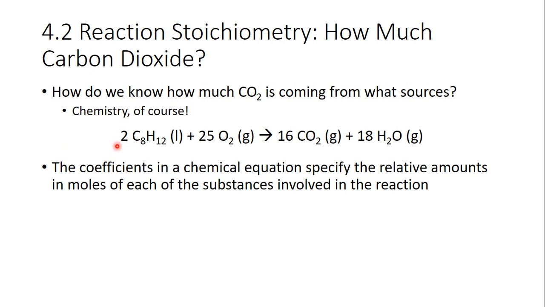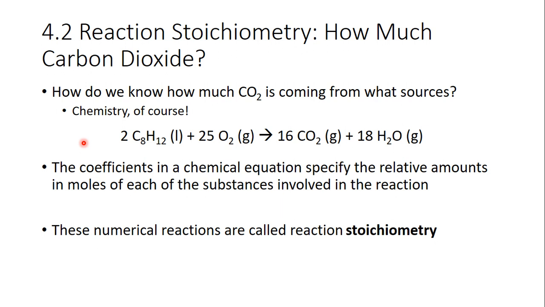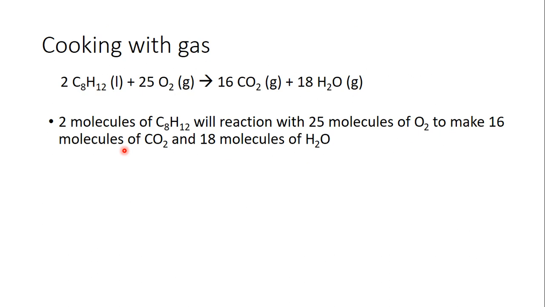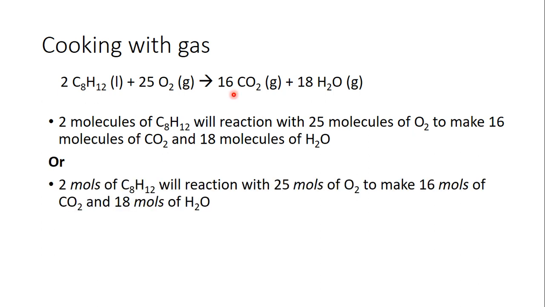So you can see in front of these chemicals we have numbers, and these numbers are coefficients. And they're saying in this reaction how many moles react. So we're saying 2 moles of octane react with 25 moles of O2 to give us 16 moles of carbon dioxide and 18 moles of water. And balancing these numbers, and these numbers in general, is called stoichiometry. So, as we said, 2 moles of octane will react with 25 moles of oxygen and make 16 moles of carbon dioxide and 18 moles of H2O.